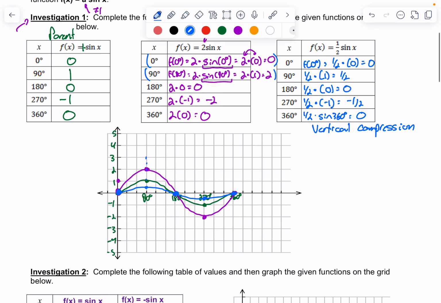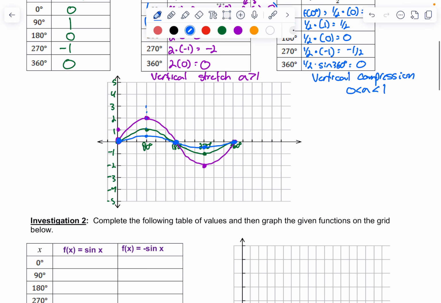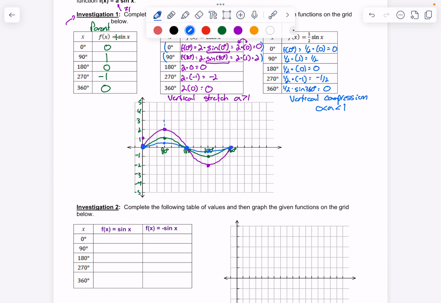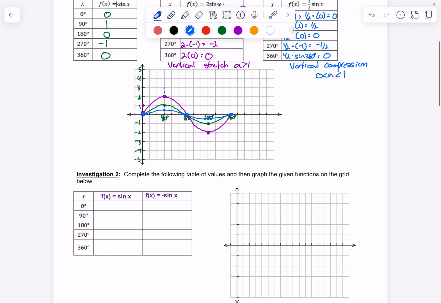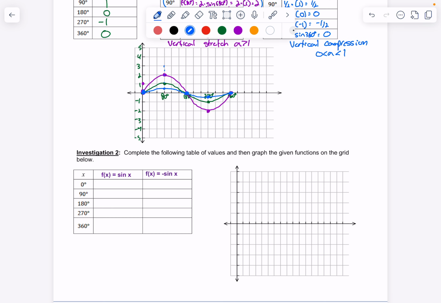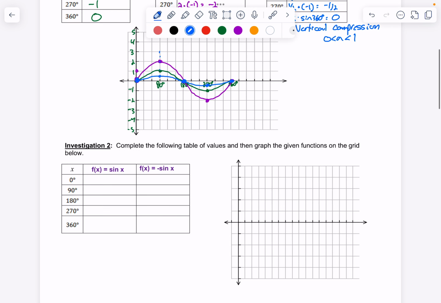This one right here is a vertical stretch. That's because your A is bigger than 1. And I should have added that here. Your A here is the key thing. It's between 0 and 1, right? That's how you notate that. Complete the following table of values and then graph the given function on the grid below.